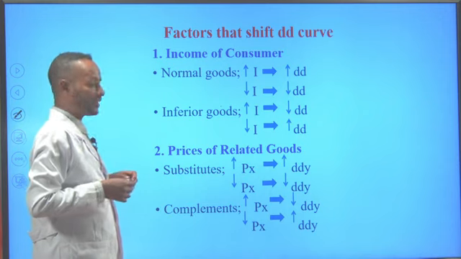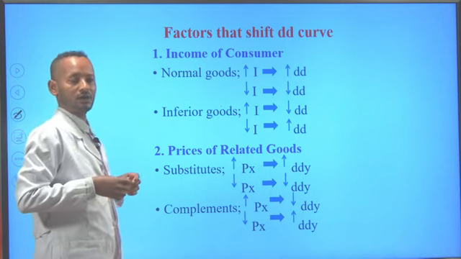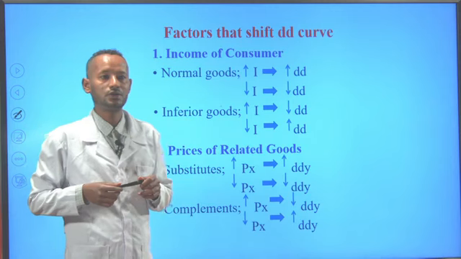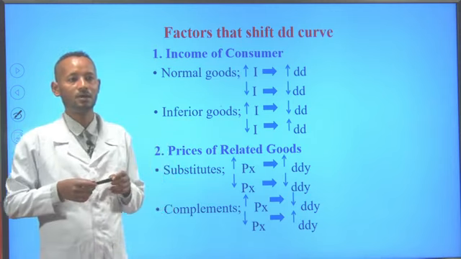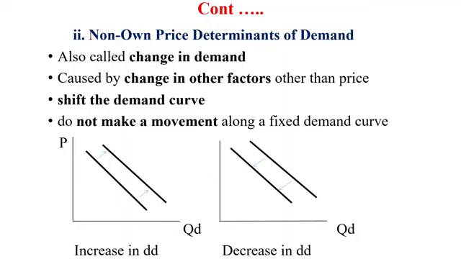Now let's see the price of related goods. In terms of price of related goods, we are going to classify goods into two called substitutes and complements. Substitutes are those goods which can be used one in place of another. For example, coffee and tea are substitutes.